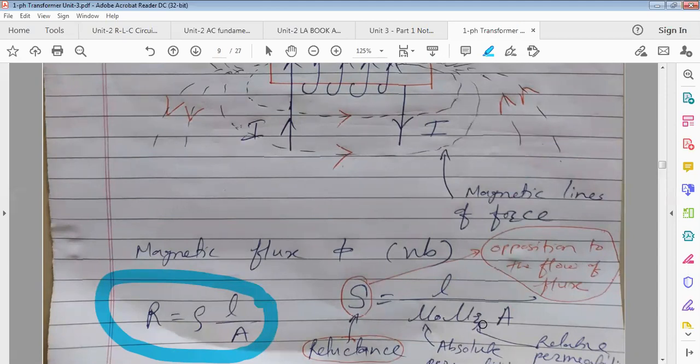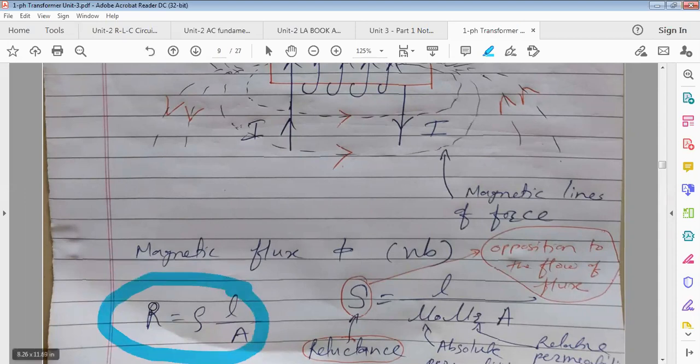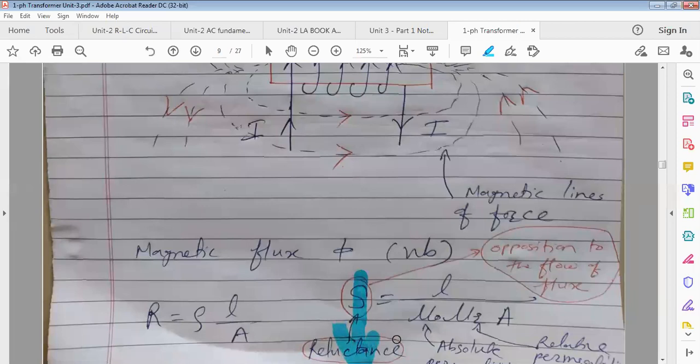Similarly, for magnetic materials like silicon steel, cast iron, cast steel, these are used for the flow of flux, like copper and aluminum are used for the flow of current. Why is it so? For metals like copper and aluminum, their resistance is less, and that's why they are used. Similarly, for magnetic materials, silicon steel, cast iron, cast steel, their reluctance is less, and that's why they are used for the flow of flux.